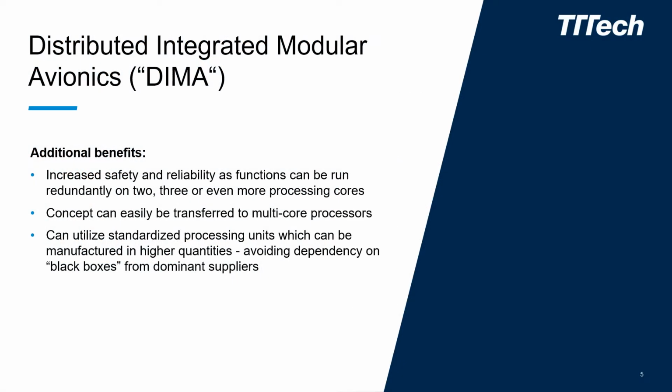There are additional benefits though. First of all, increased safety and reliability, as functions can be run redundantly on 2, 3, or even more processing cores. The whole concept can easily be transferred to modern multi-core processors. And finally, one can utilize standardized processing units, which can be manufactured in larger quantities, thus also avoiding dependency on so-called black boxes from dominant suppliers.